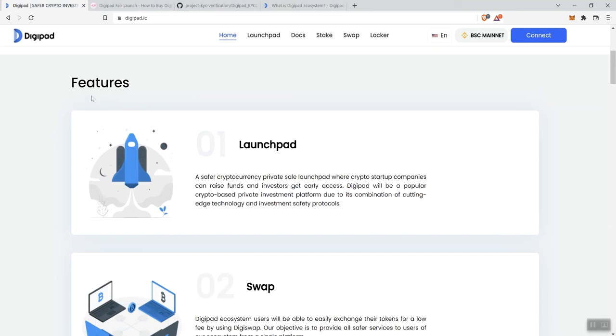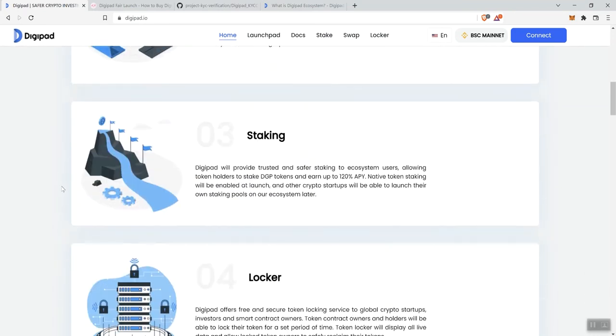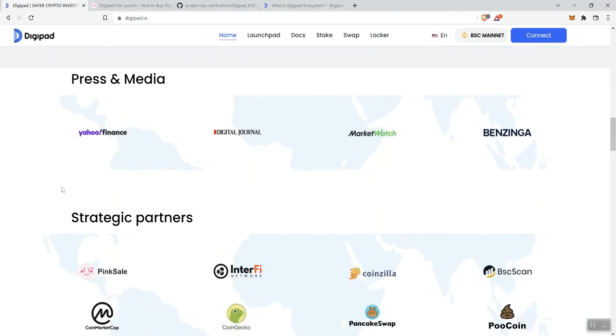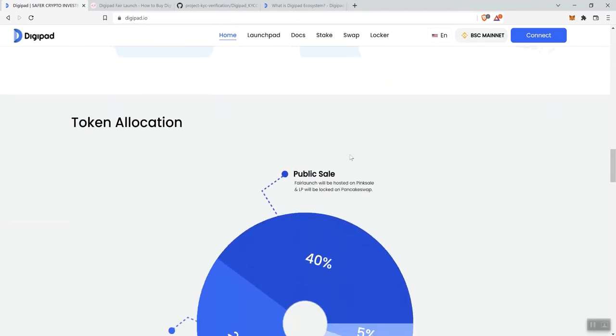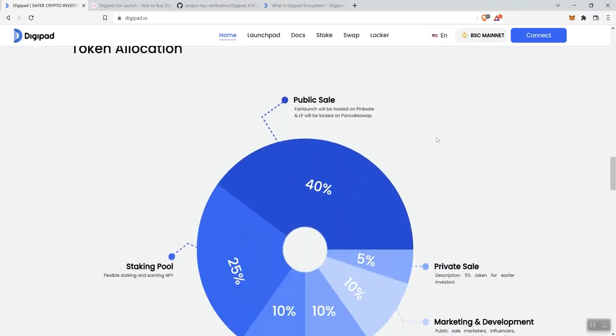They don't have a whole lot of time left, so we'll see if I can get this video out to you before the pre-sale's over with. Features of the project: launchpad, swap, staking, and a locker. You see press and media as well. We see some strategic partners, token allocation, what's going to what.